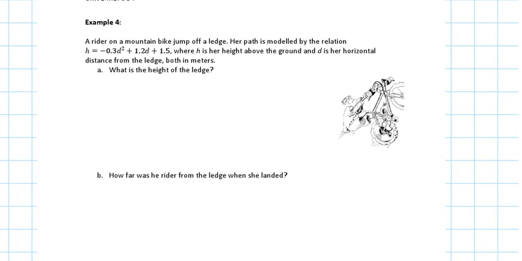A rider on a mountain bike jumped off a ledge. Her path is modeled by the relation h equals negative 0.3 d squared plus 1.2 d plus 1.5, where h is her height above the ground and d is her horizontal distance from the ledge, both in meters. What is the height of the ledge? So what am I looking for?